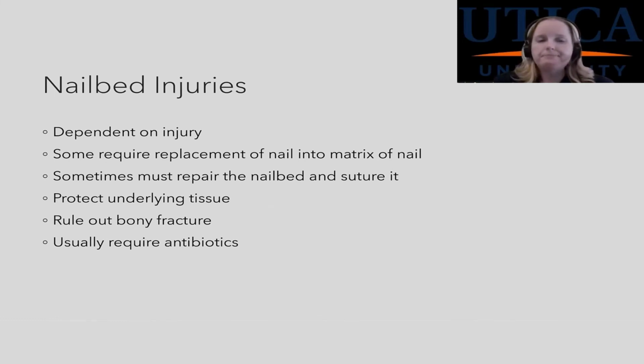Nailbed injuries. So this is dependent on the injury. Some nailbed injuries are not so bad. Some are disasters. Some, the nail bed is completely gone. Some require replacement of the nail into the matrix of the nail. If you don't know what the matrix of the nail is, it's that little part where it enters your finger in the back, with the little halo. That's the matrix. Essentially, if the entire nail is lifted up, you have to literally push it back in. It's awful.